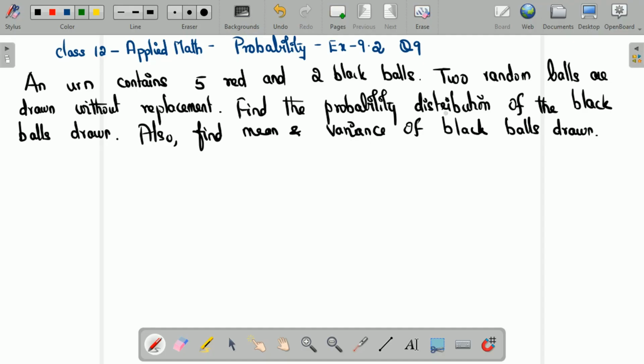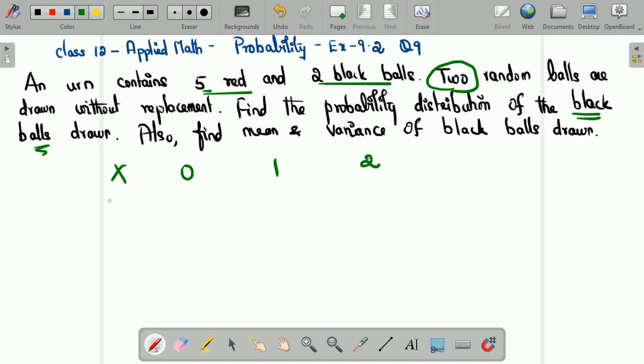So what is given is 2 balls are drawn at random and you're supposed to find the probability distribution of black balls drawn. So let's look at the case. There are 5 red and 2 black balls. So let's see what are the possible values that x, the random variable, can take. So x can take the value of 0, meaning out of the 2 balls that we picked, no ball could be a black ball, or 1 ball could be a black ball, or both the balls could be black balls. So x can take possible values of 0, 1 and 2.